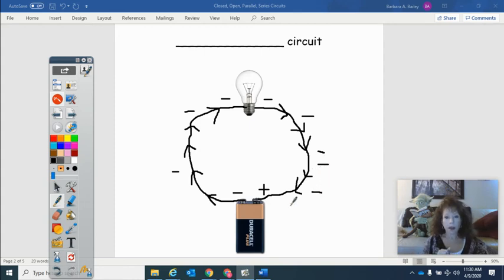Okay. And this, because it makes a complete loop or circuit, is called a closed circuit. So there are no breaks in the flow of electricity or the current, and the battery makes a complete loop to the light bulb and then back to the battery with a continuous flow. So that's called a closed circuit. Right. So you guys can draw that.